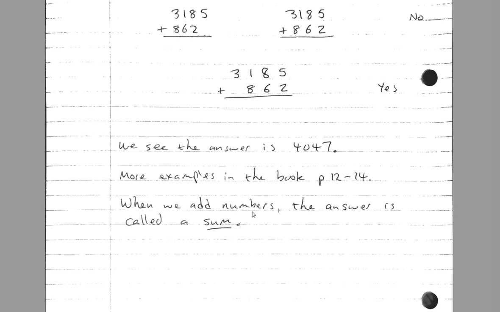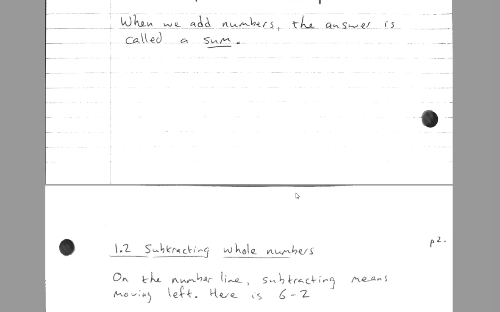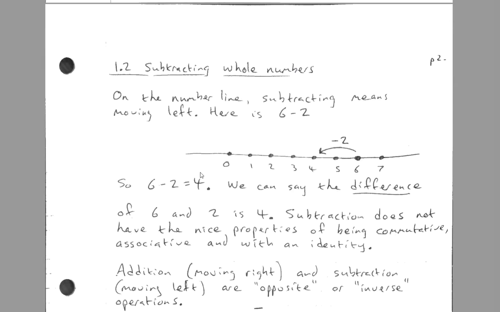And so the jargon: when you're adding 2 numbers, the answer is called a sum. Or, not just 2 numbers, you can add 3 numbers, or a bunch of numbers, and the answer is a sum. All right, next operation, subtraction.